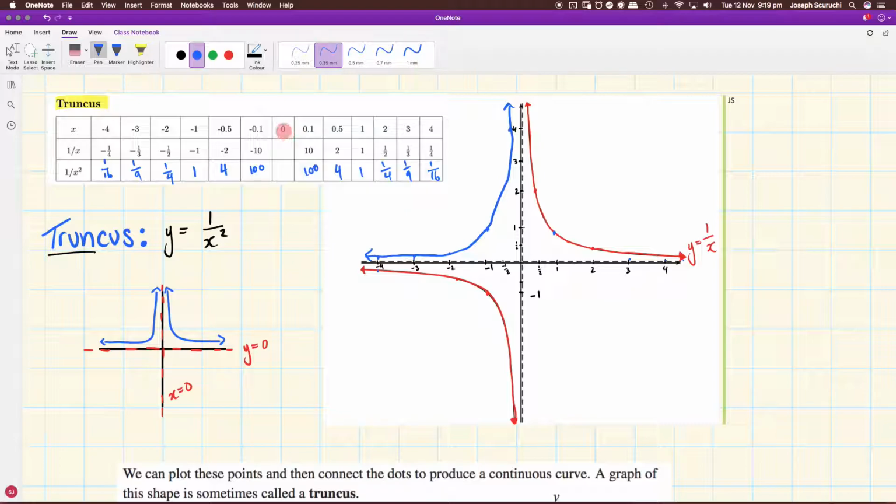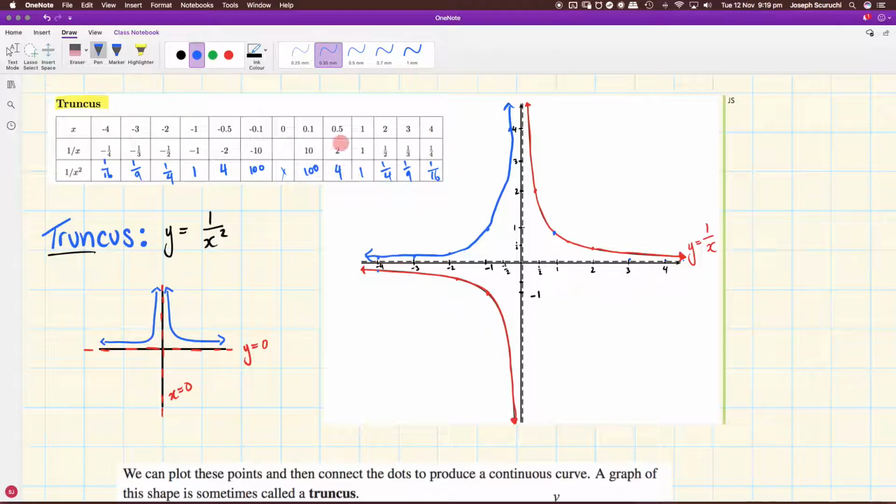And of course, I can't have x equals 0, because if I put 0 there, I'd get 0 squared, which is 0, and I can't have 1 over 0. That goes away. And remember, that's how we get our asymptotes, which is exactly the same logic as what we saw in the previous lessons.